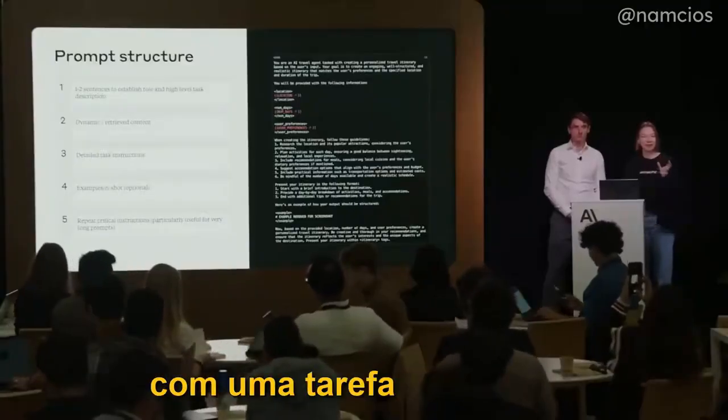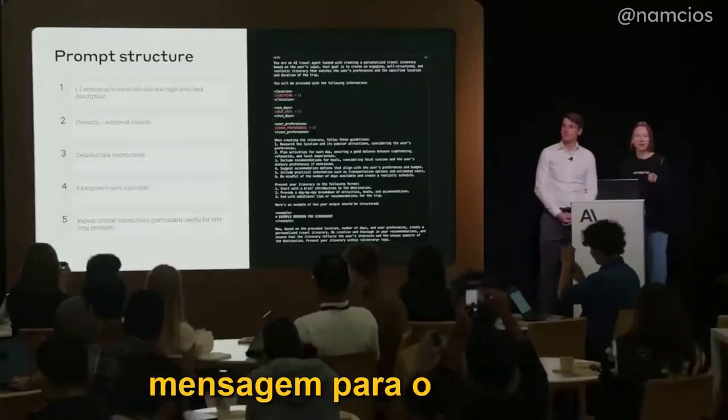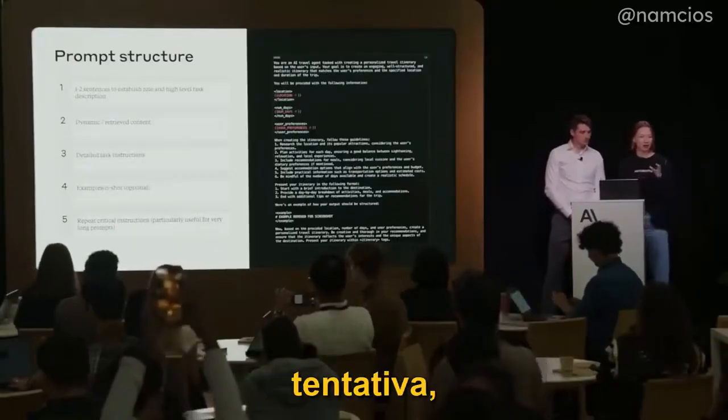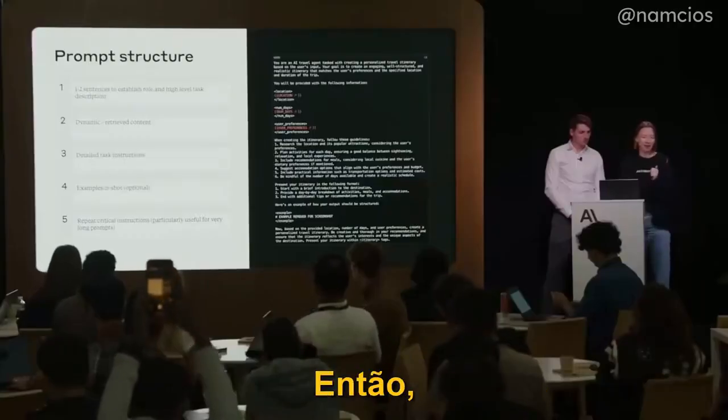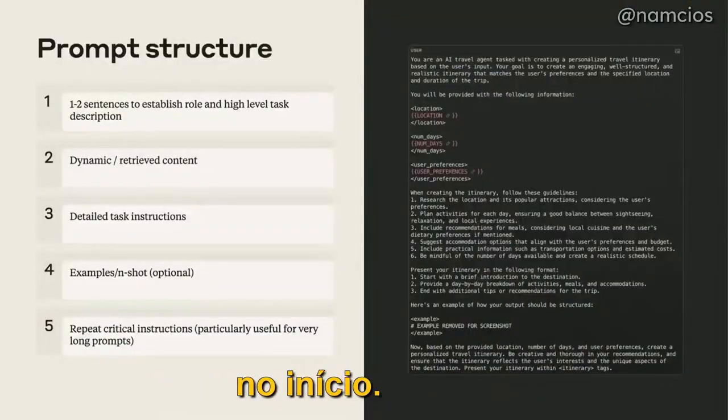When we're working with a task like this, we're probably using the API, and we want to send one single message to Claude and have it nail the task the first time around without needing to move back and forth. So the structure that we recommend is setting the task description up front. Telling Claude, what are you here to do? What's your role? What task are you trying to accomplish today?